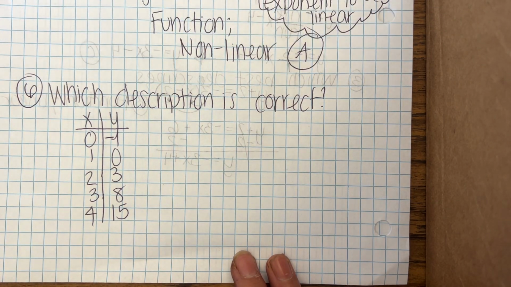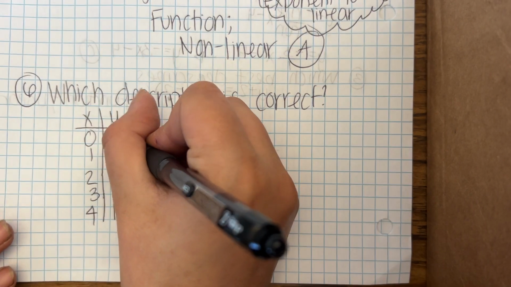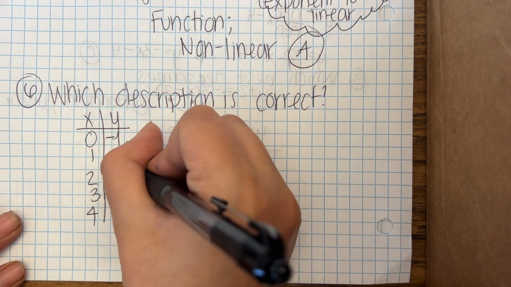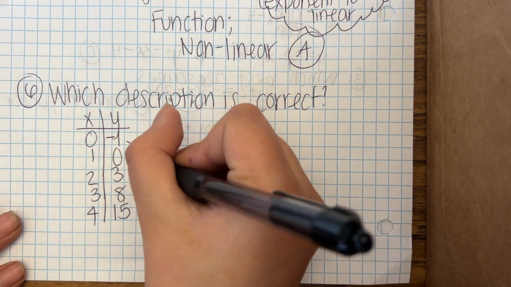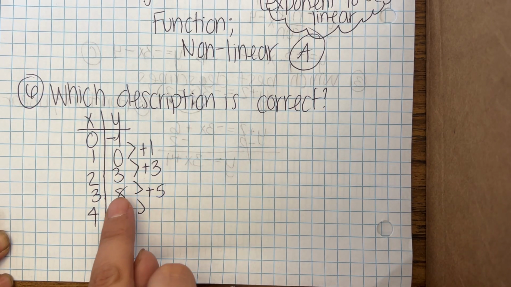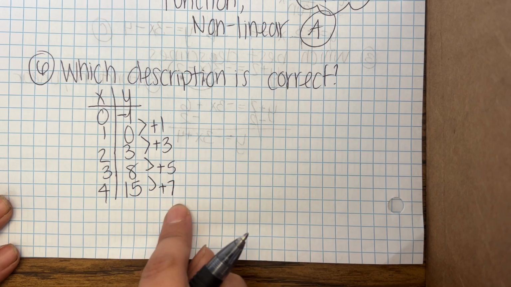And remember, in order for us to consider it a linear function, when we look at a table, it has to have a constant rate of change. Recuerden, cuando estamos viendo una tabla, estamos viendo que tenga un cambio de rédito constante para ser considerado una línea. So from -1 to 0, it jumps up 1. From 0 to 3, it jumps up 3. From 3 to 8, it jumps up 5. And from 8 to 15, it jumps up 7. Okay, so that is my rate of change of Y.